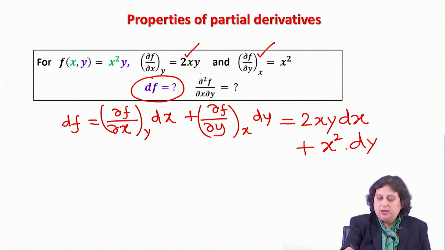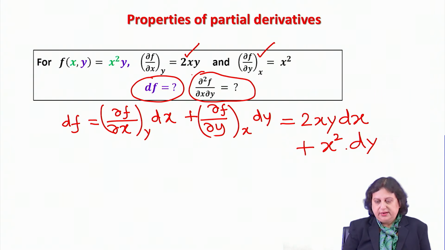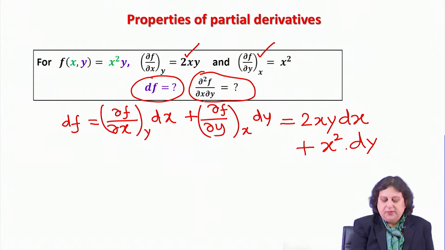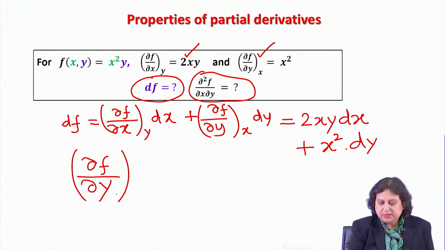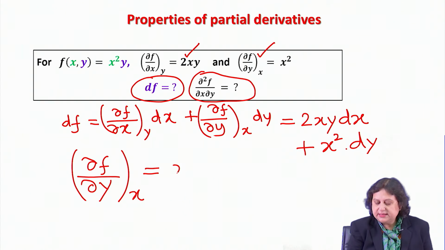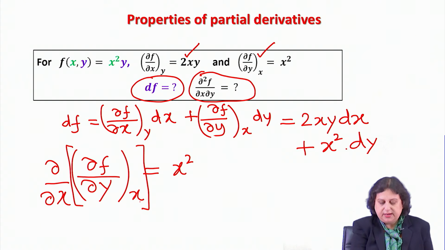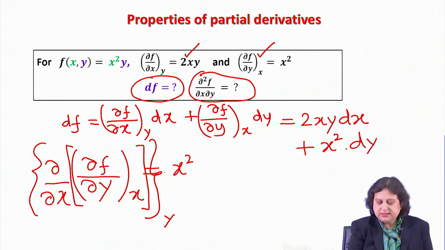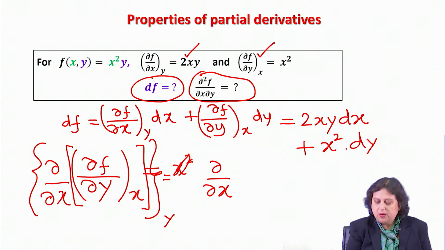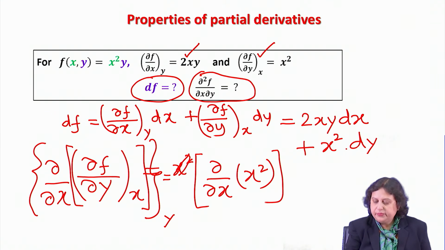Now, the next question is, how do I find out this second order partial derivative? Okay, here I will first find out what del f del y is, keeping x constant, del f del y at constant x, that is equal to x square. So, if I want to find out this derivative, then I'll have to take a del del x of this quantity by keeping y constant. Is that clear? So, if I take a derivative, then this quantity now becomes del del x of this function of x and y, keeping y constant, and that turns out to be 2x.